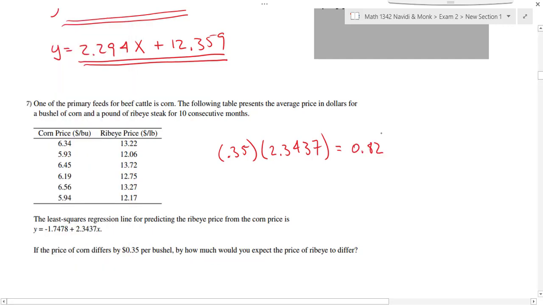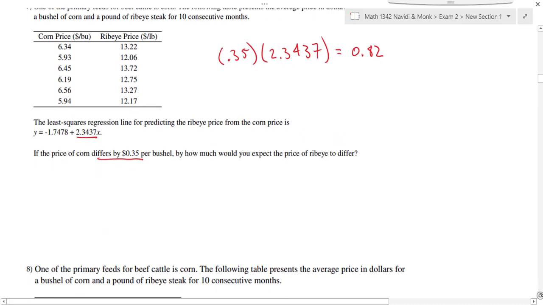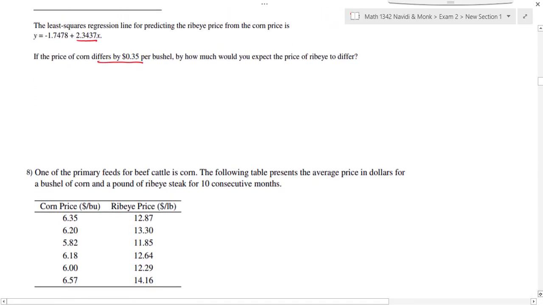What this means is that if the price of corn differed by 35 cents per bushel, we would expect the price of the ribeye to differ by 82 cents. No, this is the y-intercept. That just tells you where the graph would cross the y-axis if the corn were free. On these types of problems, you use the slope of the line. The slope is what x is being multiplied by. You would multiply this difference by the slope. I don't believe we ever did anything with the y-intercept that was useful.